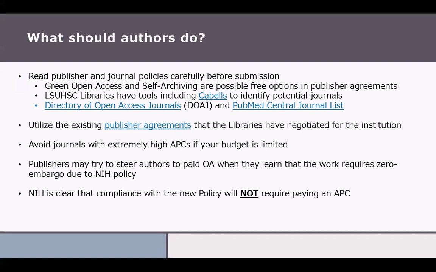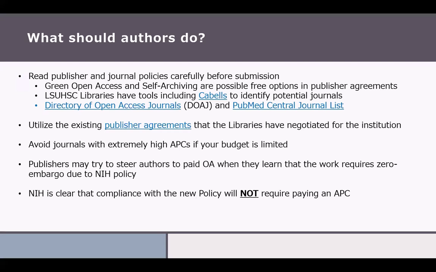There are publishers who do allow for zero embargo deposits of articles without any fees. The libraries have resources available to help you find them, including Cabells, one of our newer products that will help you identify potential journals that fit your needs. And there are also some free resources, including the Directory of Open Access Journals and the PubMed Central Journal List, where you can identify journals with no embargo. And these links are provided and the slides are being shared and are available so you can access these resources.